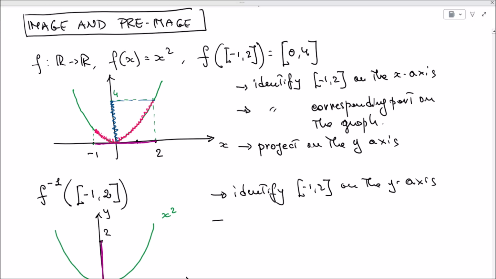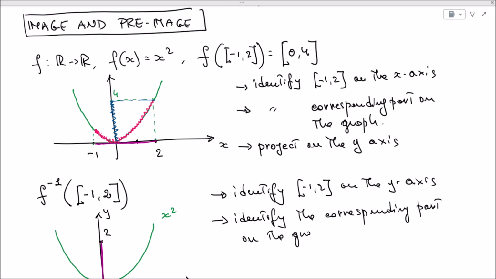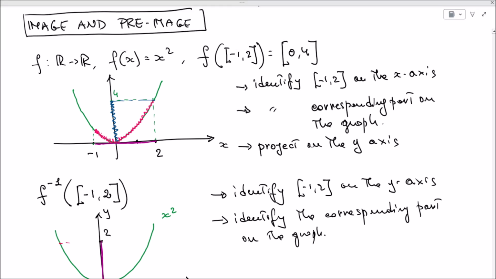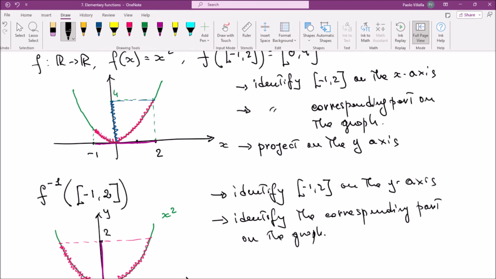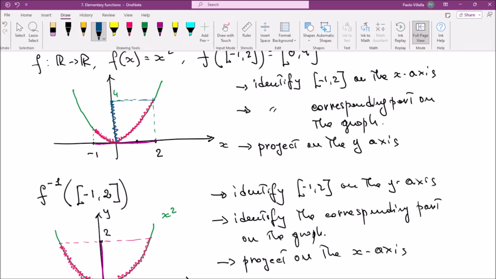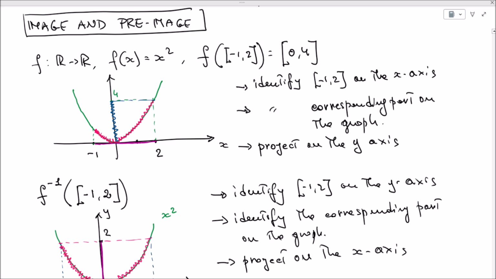And this is now done, because this is minus 1, 2 on the y-axis. Then we would identify the corresponding part on the graph, and the corresponding part of the graph would be, you see, just this one. And finally, project on the x-axis. And the result of the projection would be this.